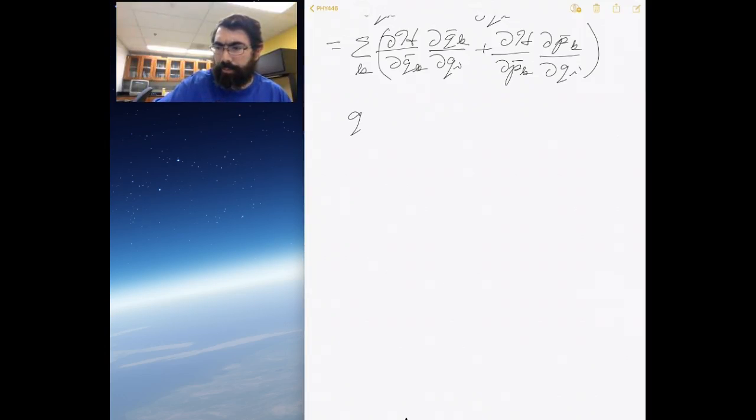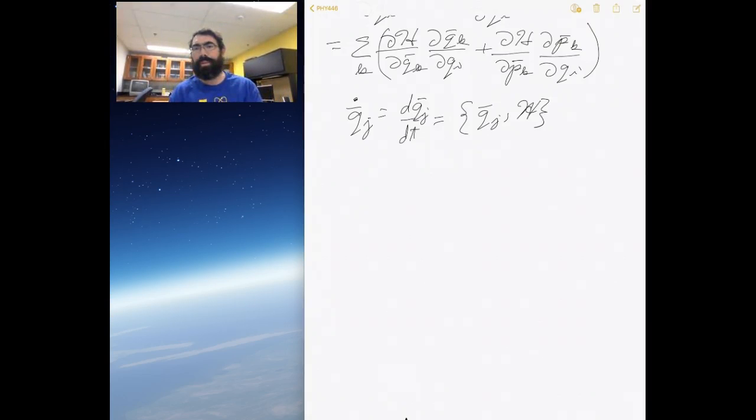So if I look at the velocity in the barred system, sub j, so I'm using now component j, that's just the time derivative of the position in the barred system, which I can also write as the Poisson bracket of the position in the barred system with respect to the Hamiltonian. So I'm taking the Poisson bracket of the position and the Hamiltonian, and this can be the Hamiltonian in the barred system.